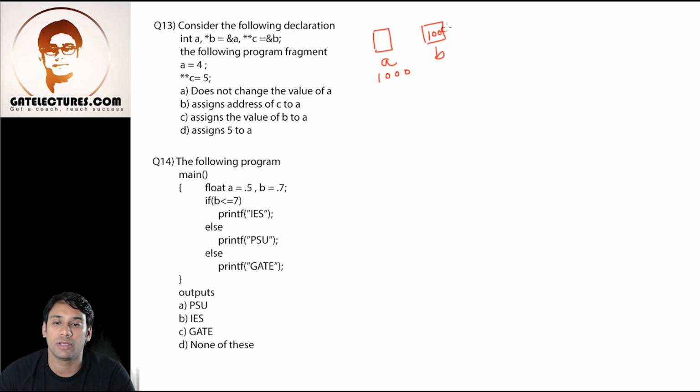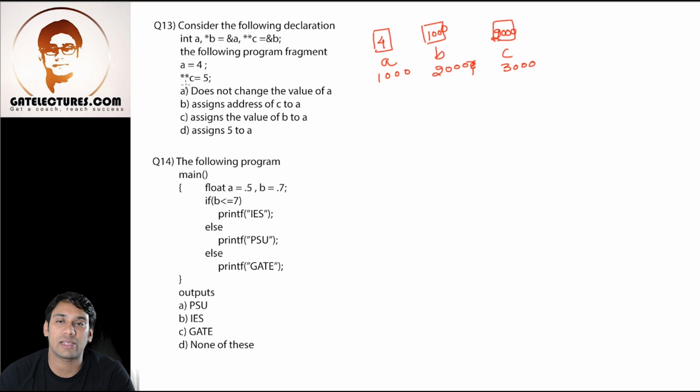Then there's a variable b, which is a pointer storing the address of variable a, which is 1000. Now let us suppose the address of variable b is 2000, and there's a pointer c which is storing the address of b, which is 2000. Let us suppose the address of c is 3000. Then we are doing a = 4, so the value stored in variable a is now 4.